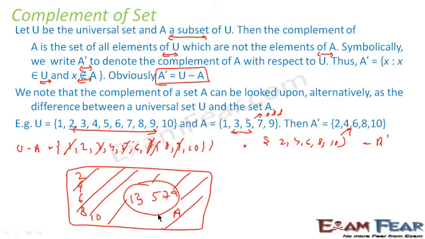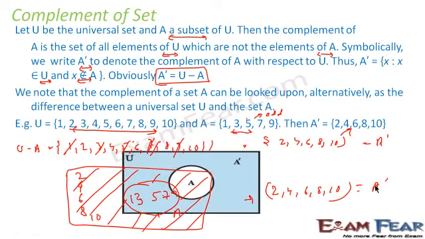This is the area for A complement. So if you notice clearly, A complement is nothing but 2, 4, 6, 8, 10, since we got the same answer using the Venn diagram and the normal approach. So this is the diagram which is there.